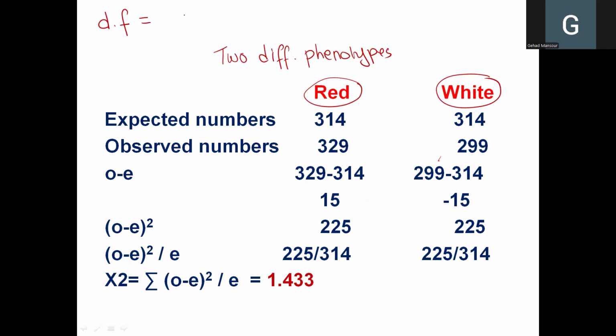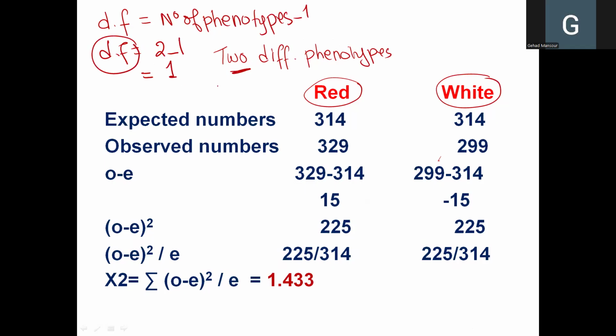And the degree of freedom equals what? It equals the number of phenotypes minus 1. The number of phenotypes minus 1. So in such a case, we have two different phenotypes, so it would be 2 minus 1. So the degree of freedom equals 1. Why am I calculating the degree of freedom?